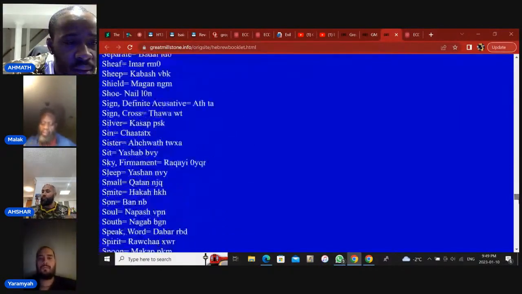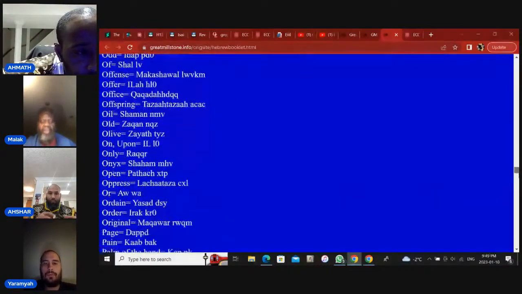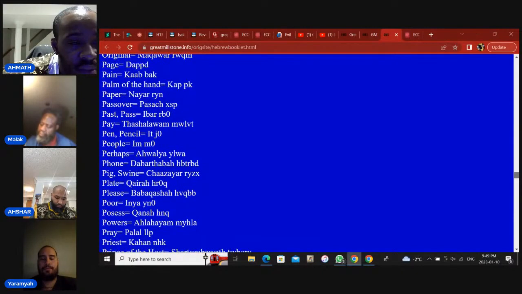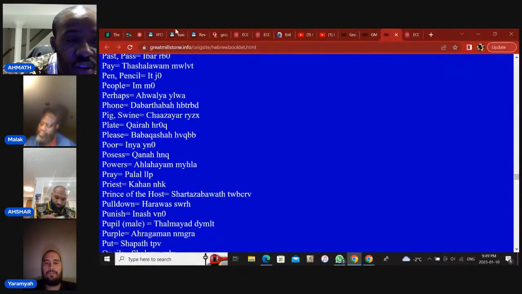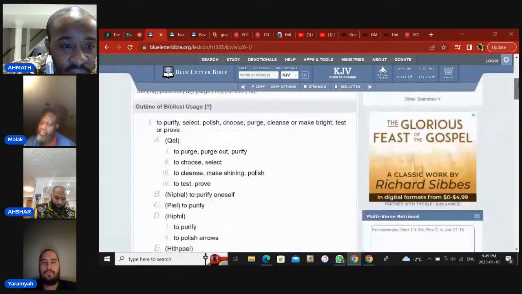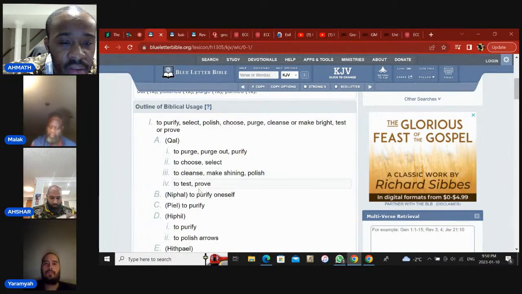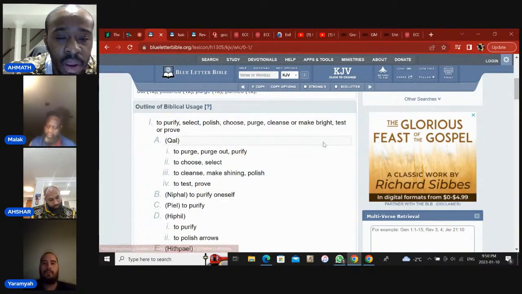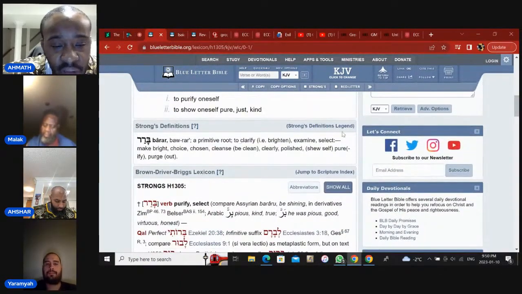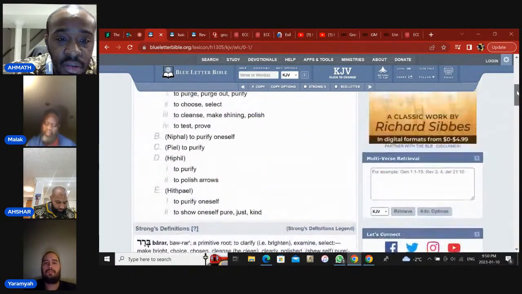Wonder why they didn't even have some words. Is that the same word for clean? And this is why, listen, the Blue Letter goes off at times, because that's what they should have. But when you see here, they put clean. It says which is supposed to purify, clean, select, polish, to purge out, to cleanse, make shiny, to test, prove. So they're bringing all these different kinds of definitions when it says to be clean, when there should be one definition for the one word.